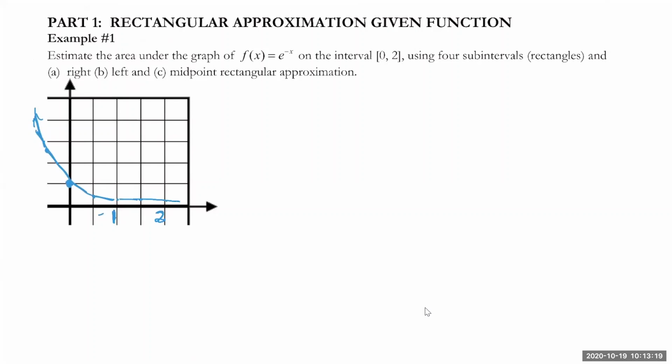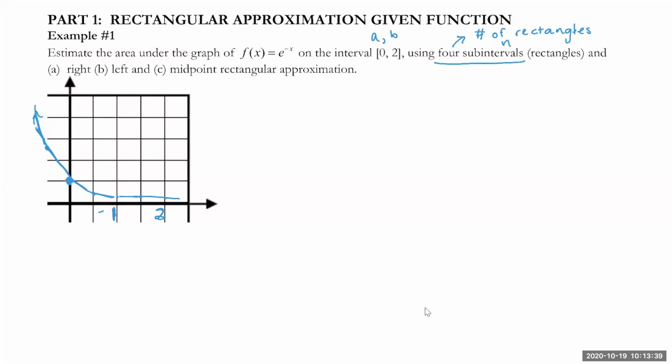Okay, and I'm going to talk to you guys really quickly about what this all means. We're going to label the interval 0 to 2 as A and B. And then the 4 subintervals simply means that's the number of rectangles they want you guys to have. And we're going to assign a variable of n to it. Okay, so it's really quick.